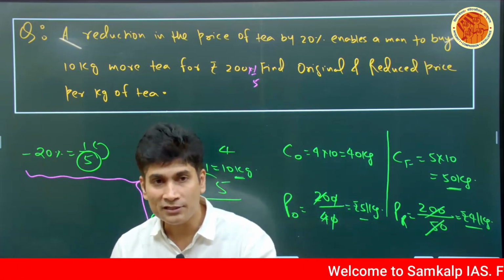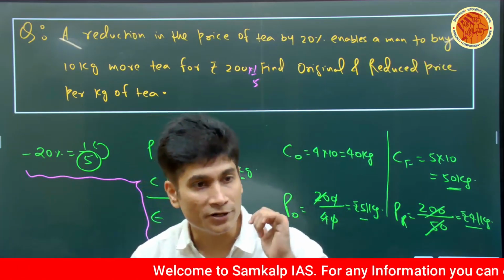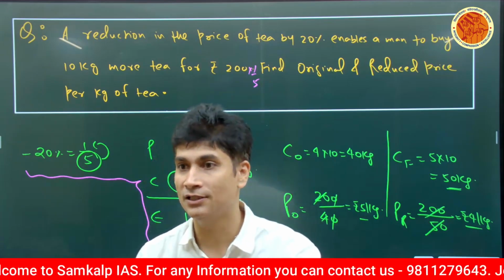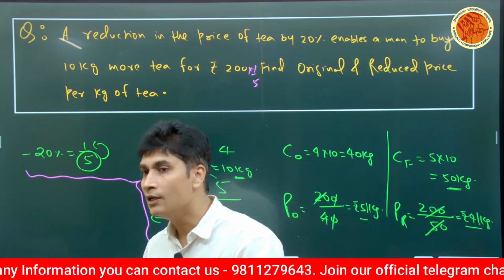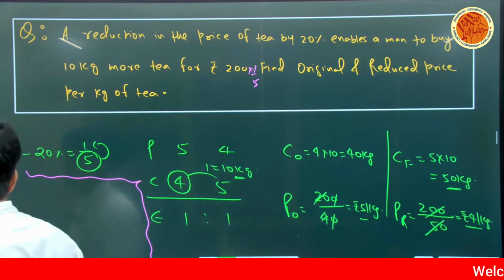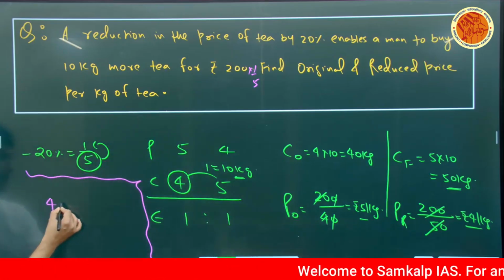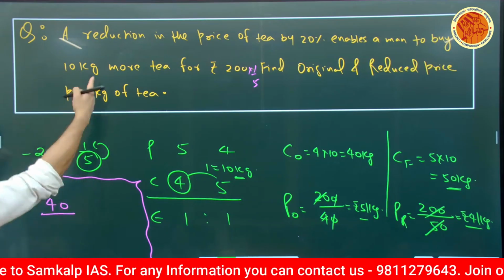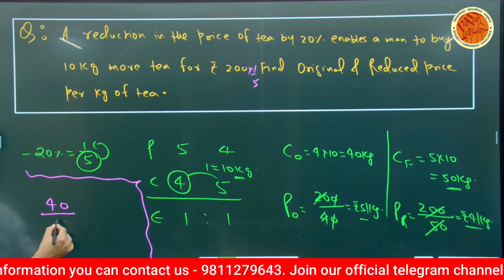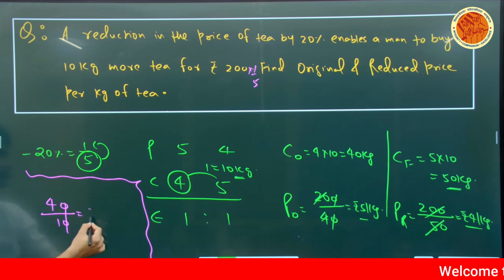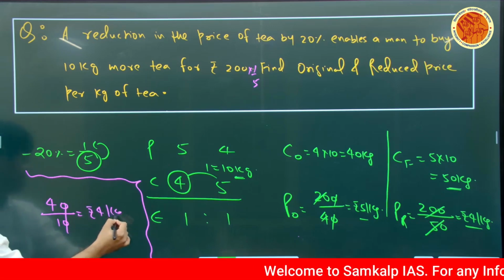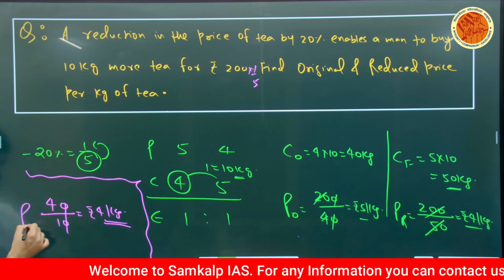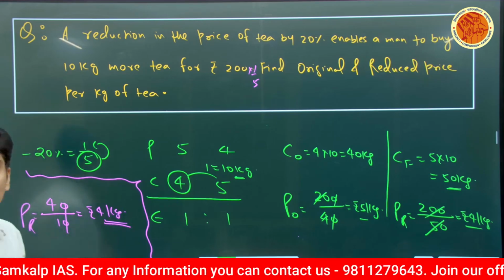40. So that means I have to return back 40 rupees. But what you told me is, don't give me 40 rupees, give me extra tea instead. So how much extra tea am I giving you for this 40 rupees? Divide 40 by 10. This is 4 rupees per kilogram, the reduced price of tea.